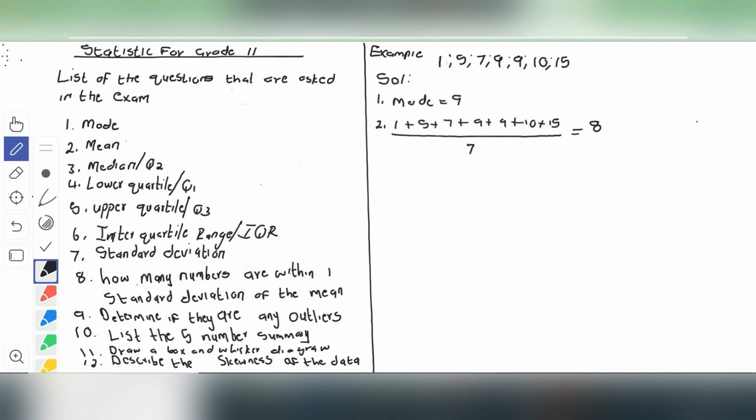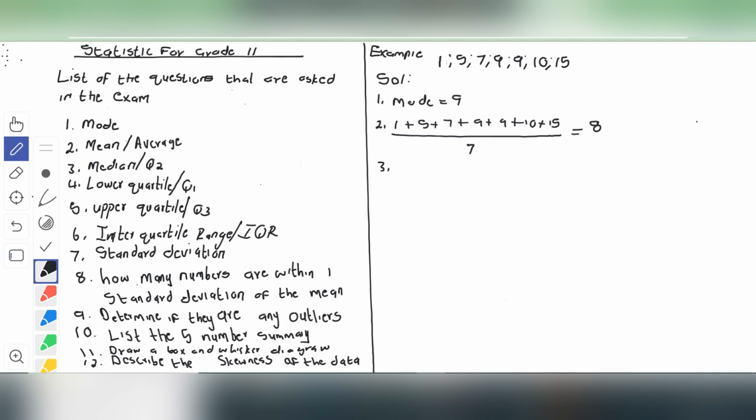So whenever we calculate the mean, what do we do? We add all the numbers from the data set and we divide by the total number of the data set, right? A mean can also be asked another way. They will say determine the average. Whenever they say determine the average of the data set, they want you to calculate the mean, right? So we're done with calculating the mean.